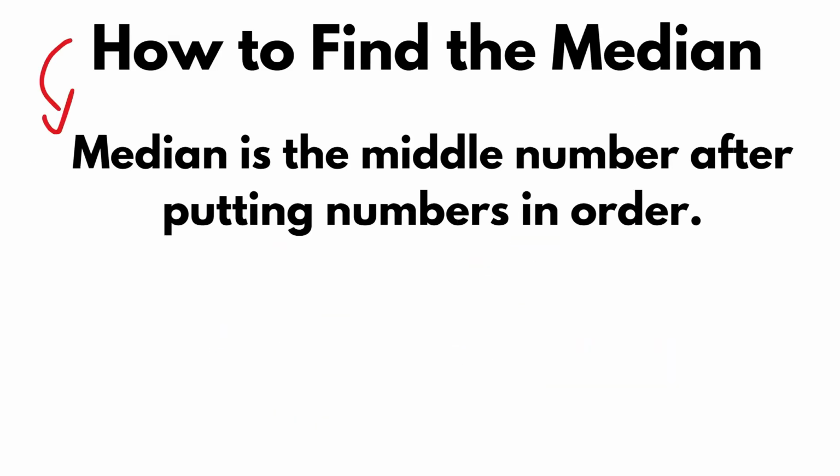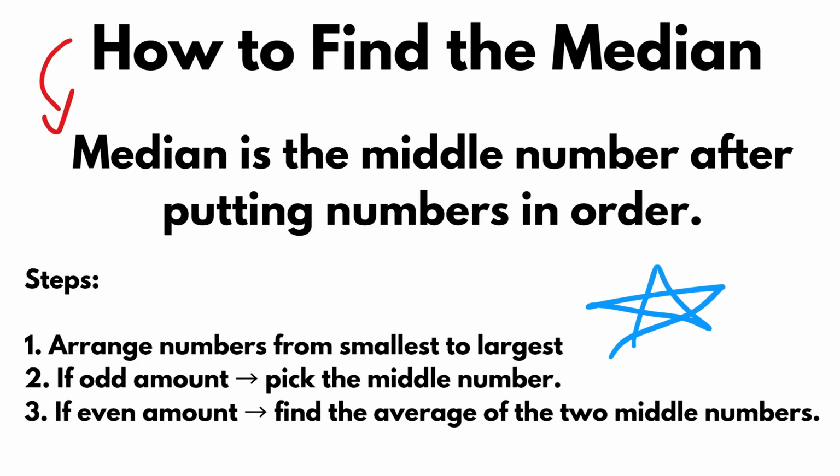Now, let's focus on how to find the median. And what is median? Median is the middle number after putting numbers in order. Now, here are three critical steps we need to follow. Number one is arrange numbers from smallest to largest. Never skip step number one. Number two, if odd amount, pick the middle number. 3. If even amount, find the average of the two middle numbers.